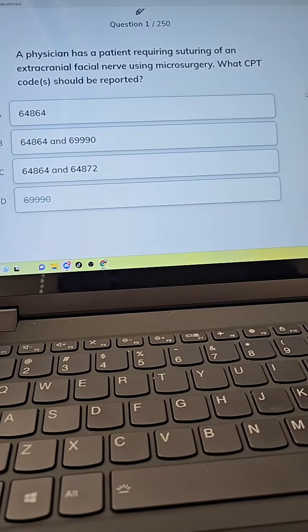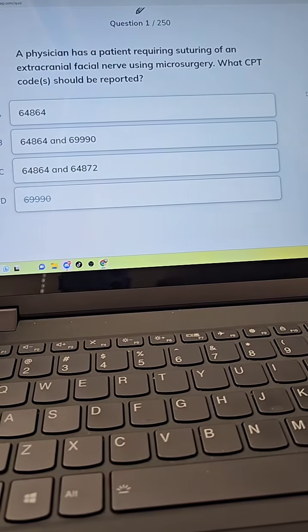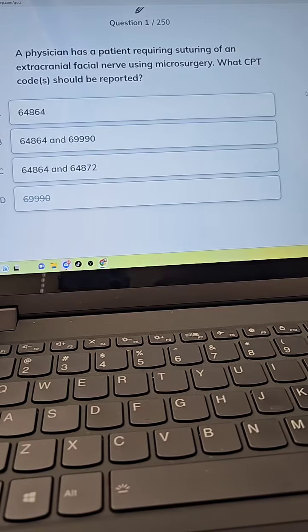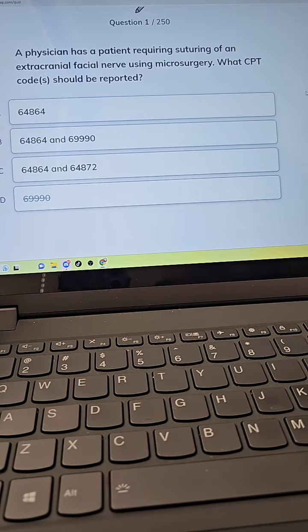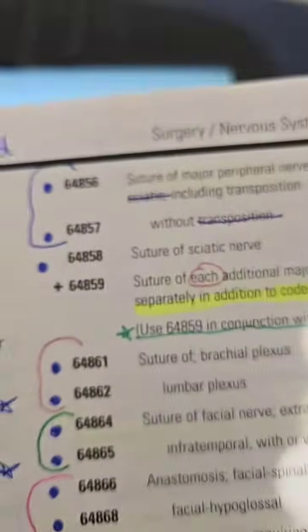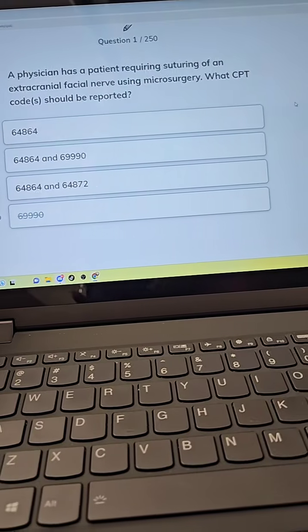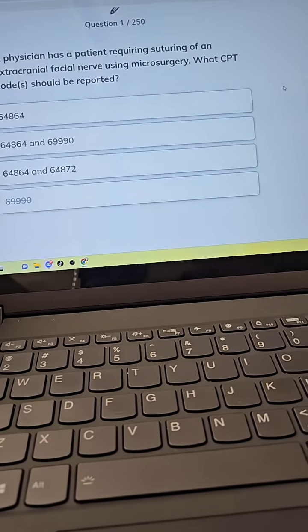Be sure to ask if you got any questions. So if we go to 64864, you're going to run into these codes right there in your book, and you need to know if you are supposed to utilize the 69990 add-on code to go with these.